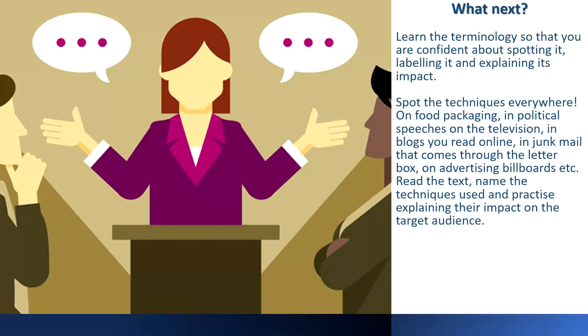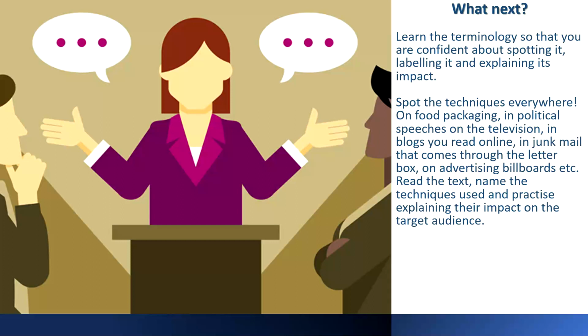On food packaging, often on the side of a juice carton, for example, there will be some writing, and it's a mini piece of persuasive writing often. See what you can do with that. See if you can unpick any techniques that are being used and why they might be there. Listen to political speeches on television, for example. Read online blogs. Look at the junk mail that comes through the letterbox, often charity letters, for example. How is that using persuasive writing? Look on advertising billboards if you're on a bus and travelling through town.